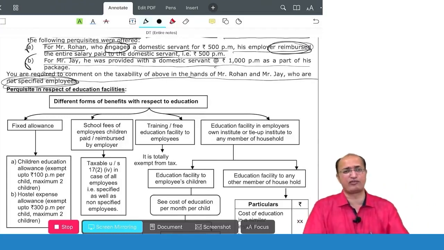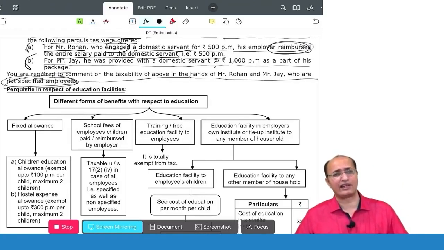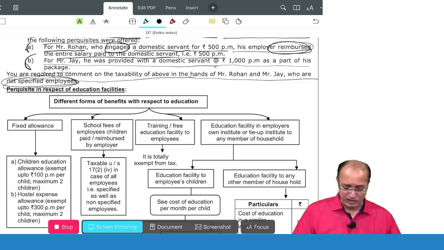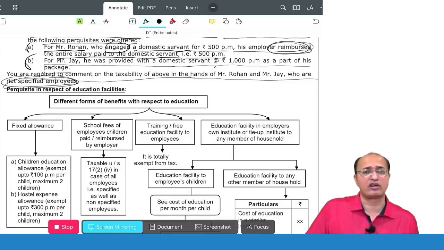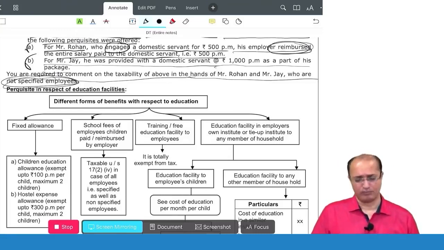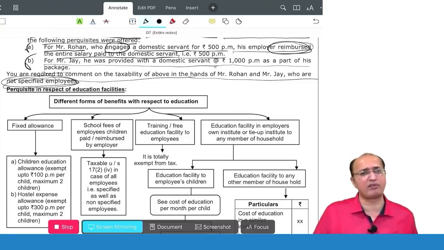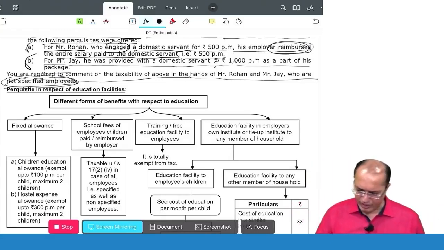So what is the answer for point A? It is taxable because it is covered by 17(2) clause 4. It is taxable in case of specified as well as non-specified. But what is the answer in case of point number B? It is not taxable. Why? Because it is covered by 17(2) clause 3 and it is taxable only in case of specified employees. But Mr. Jay is not a specified employee. Therefore, it is not taxable. Have you understood this very clearly?